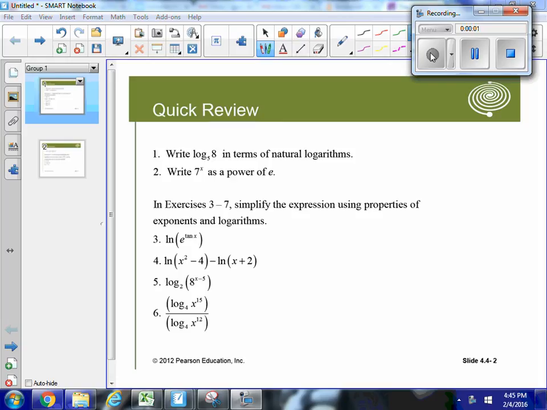So I'm going to walk through the quick review section of 4.4, which is dealing with derivatives of logarithmic and exponential functions. And this quick review kind of brings back some reminders of what logarithms are. I'm going to go through it pretty quickly.